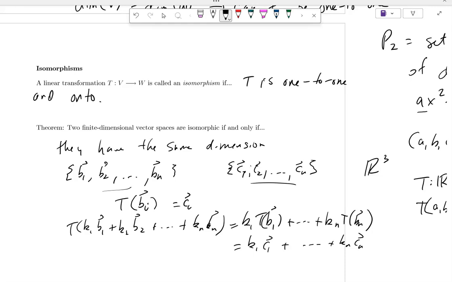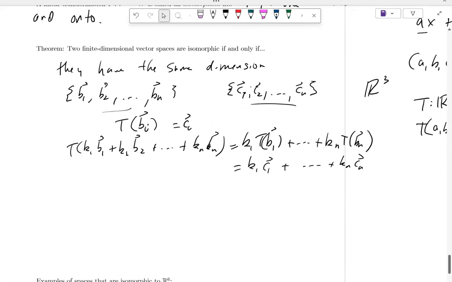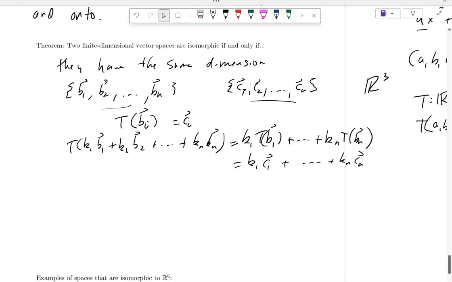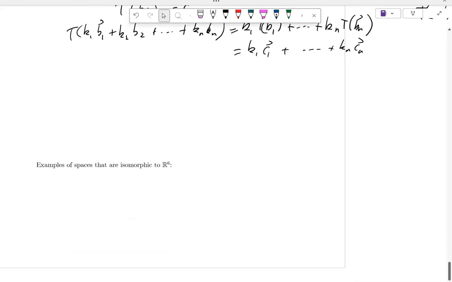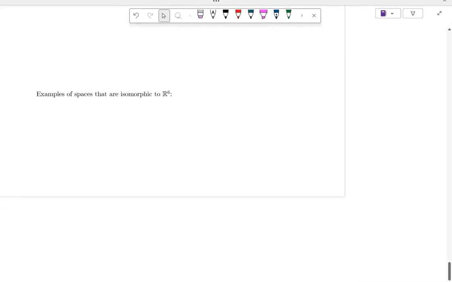That's the whole point. And again, this just illustrates the point that once you know what a transformation does to a basis, you know what the transformation does, period. That's the whole point of bases, right? Okay. All right, so like I said, I'm not going to go through a formal proof. I mean, that pretty much is the proof. All right, so let's see if we can think of some examples that are isomorphic to, say, R6.